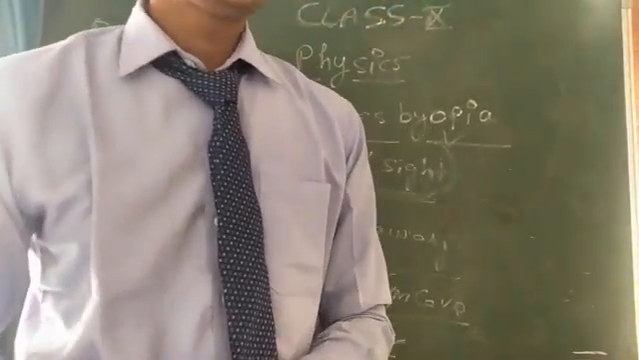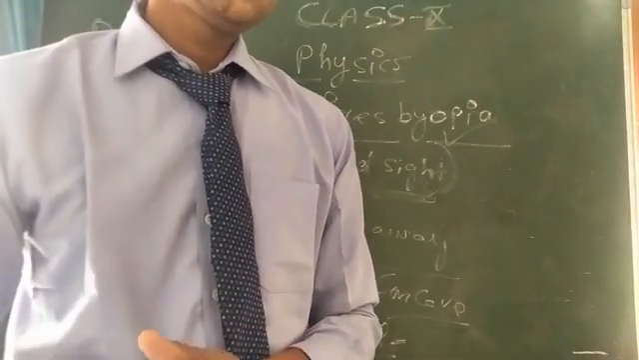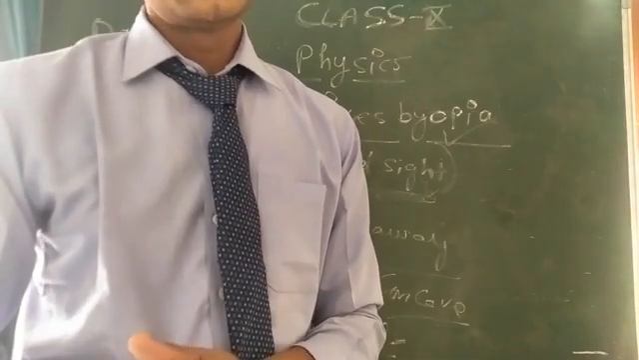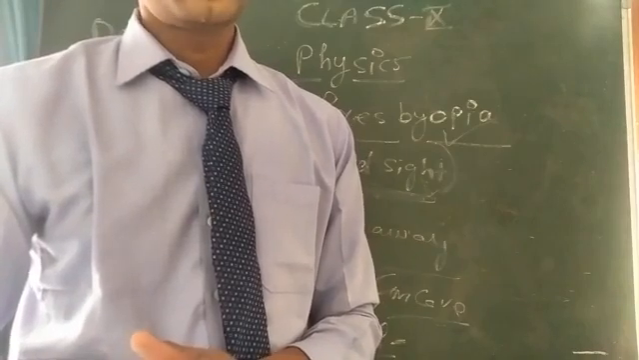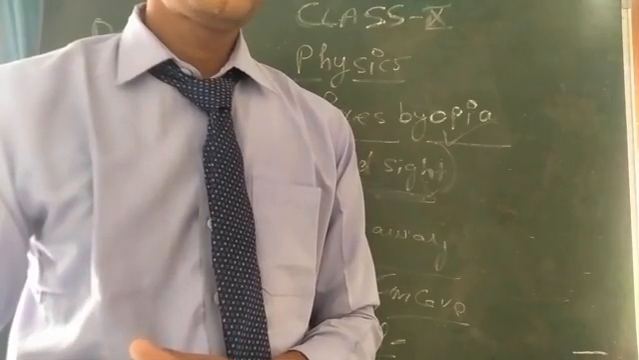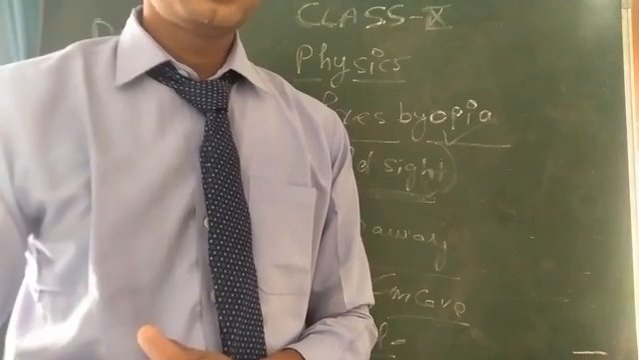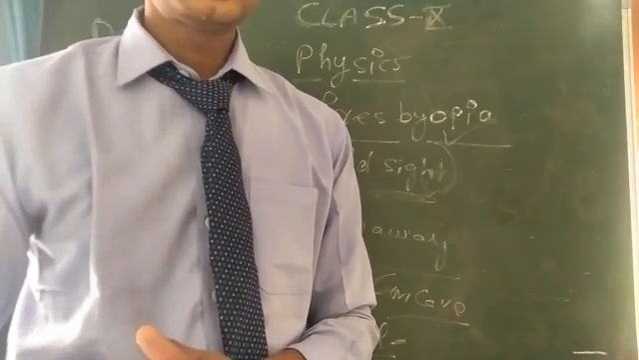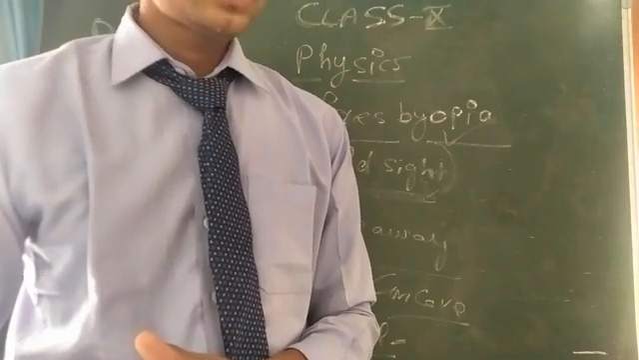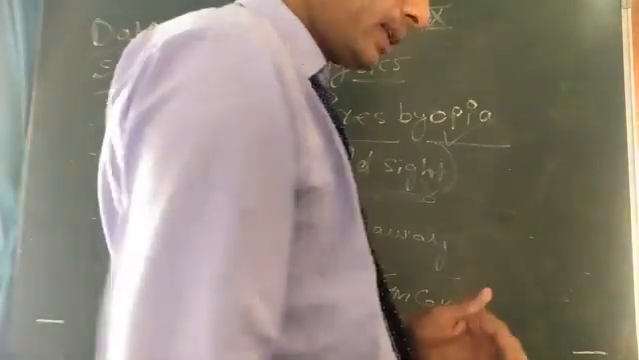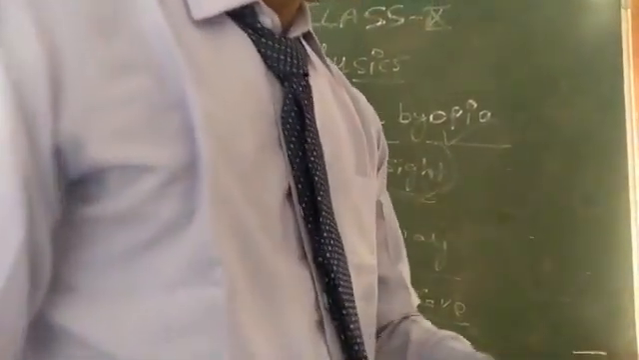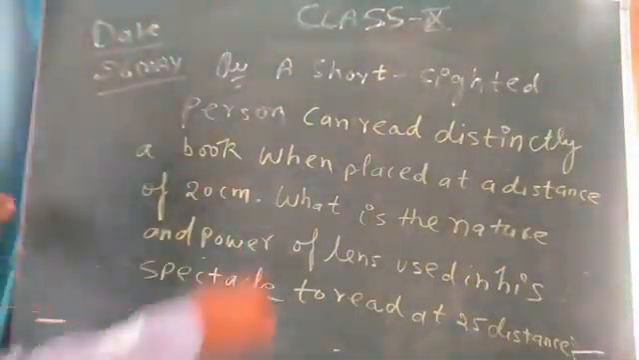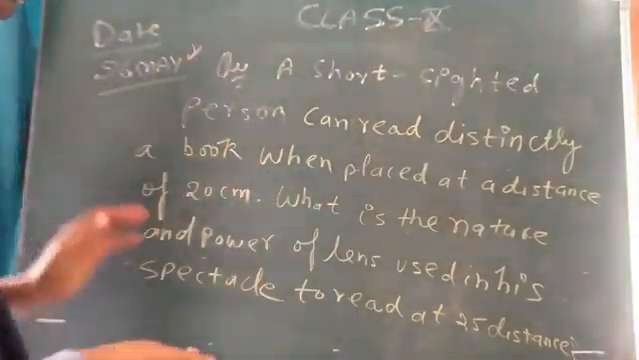Now I will discuss another topic of this chapter. But before discussing the other topic, I am going to take a numerical based on the defects of vision. After that, I will discuss another topic of this chapter. Okay, so let us take a numerical. We can see the numerical given on the board.